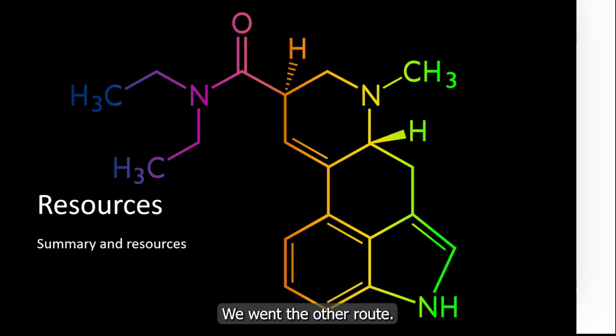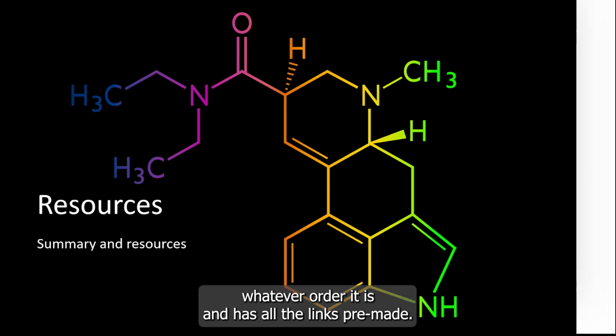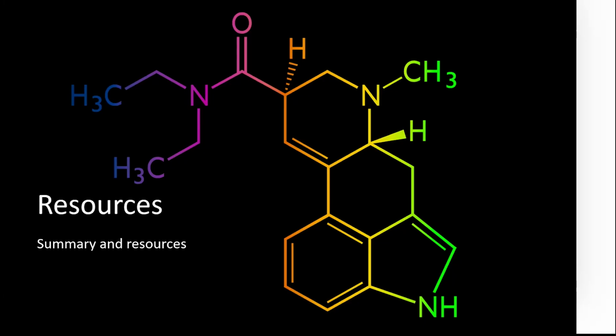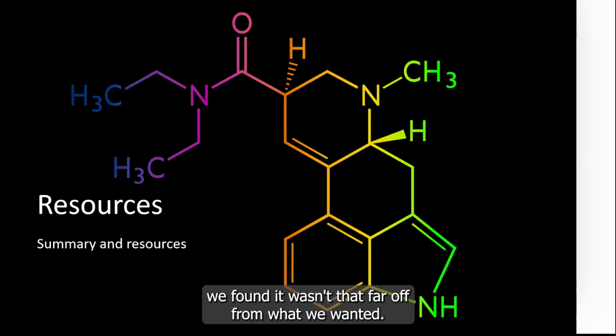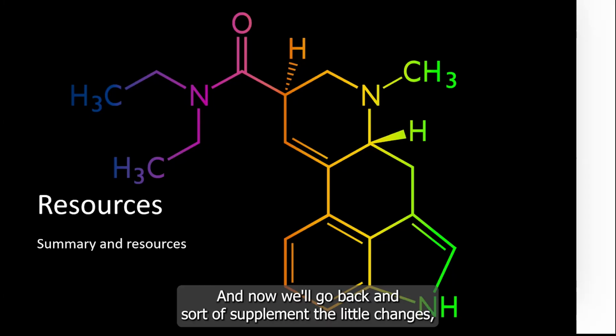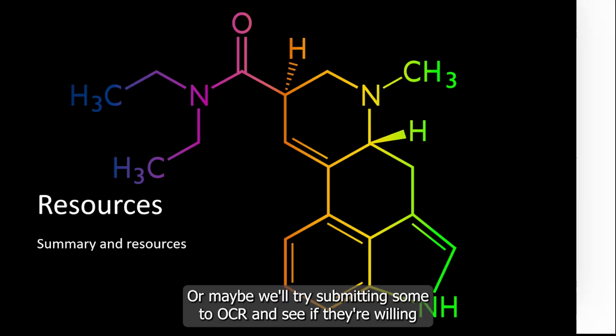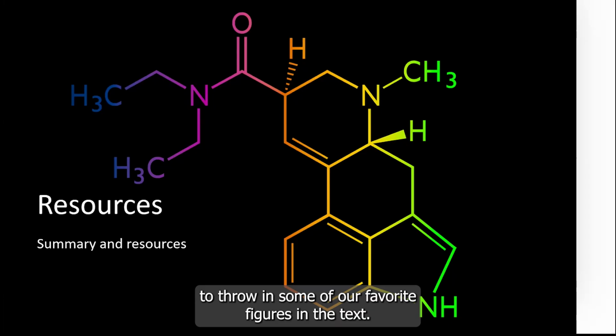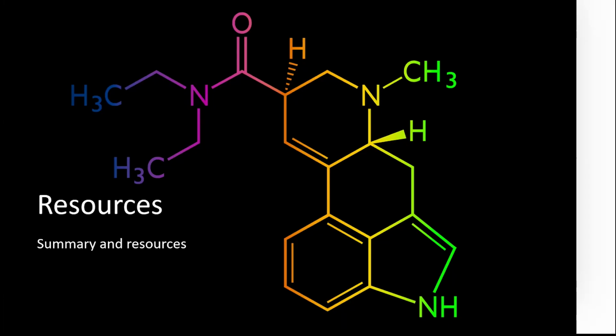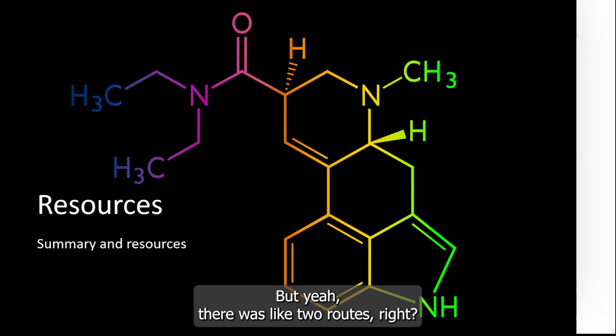We went the other route. We used the live text that is in whatever order it is and has all the links pre-made, because we found it wasn't that far off from what we wanted. And now we'll go back and supplement the little changes by posting them on Canvas as supplemental material. Or maybe we'll try submitting some to OpenStax and see if they're willing to throw in some of our favorite figures in the text. But yeah, there are two routes, right?